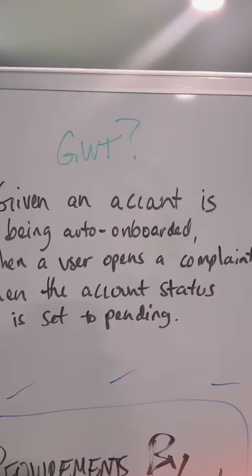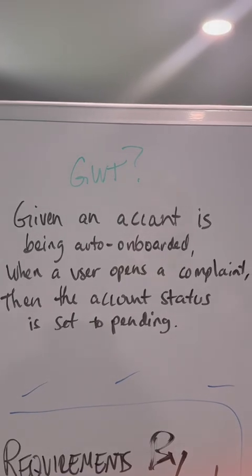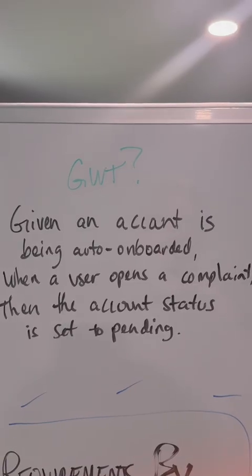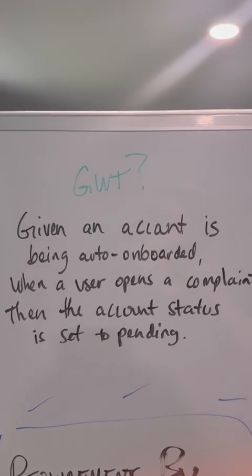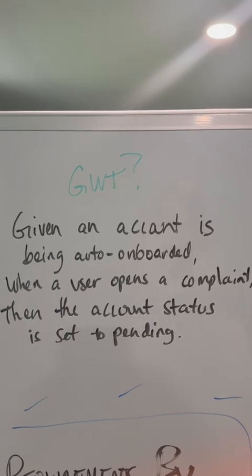Or maybe this is the right format. Given an account is being auto-onboarded, when a user opens a complaint, then the account status is set to pending. We've got it in given-when-then, you've got some good testable acceptance criteria. So now I've generated a story, right? Like that thing before was not a story. This is clearly a story. Is that true? Maybe some of those formats are easier or better for specific use cases. Maybe your group prefers them, can work off of them. Maybe that's a working agreement you have. But is that a story? What makes it a story?